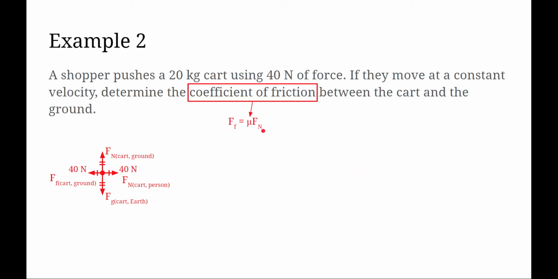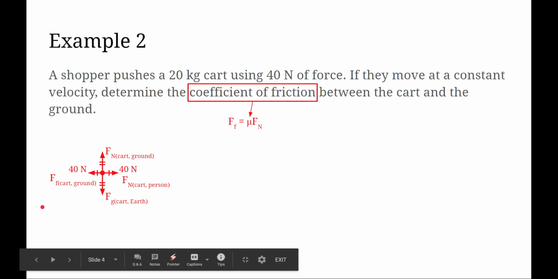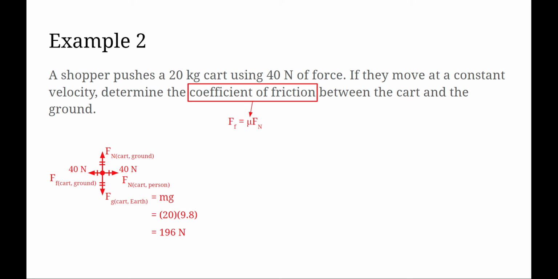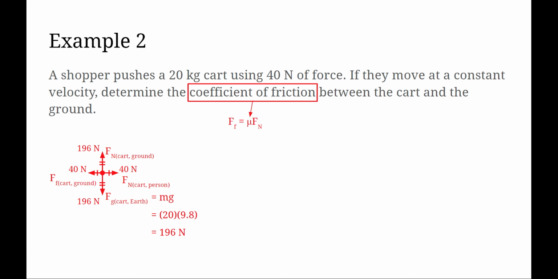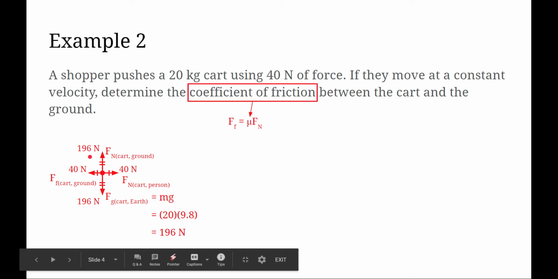Then the second part is to get this normal force, because then we'll be able to solve for coefficient of friction. To get that normal force, we don't have a way to find it directly, but we do know it's equal to the force of gravity, which we can find. So now we'll just do like we did in the last problem, use our force of gravity equation, Fg equals m times g, and plug in 20 kilogram cart times 9.8, which gets us 196 newtons for the force of gravity. And then again, that's equal to the normal force going up because it's not accelerating in the vertical direction. So we know that normal force going up is 196 newtons.